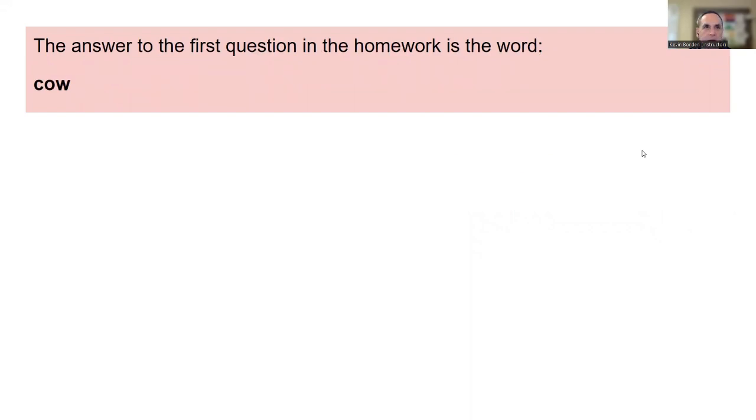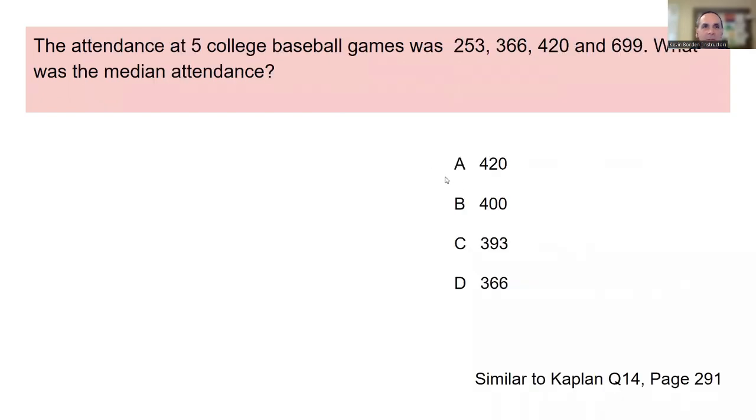All right, here's the answer to the first question in the homework. It is just the word cow. I picked that because it was the name of our cat. Our son named our cat, a very strange name, Cow, which was quite embarrassing when we went to the vet. But that's what I decided to do for your secret answer to question number 1.